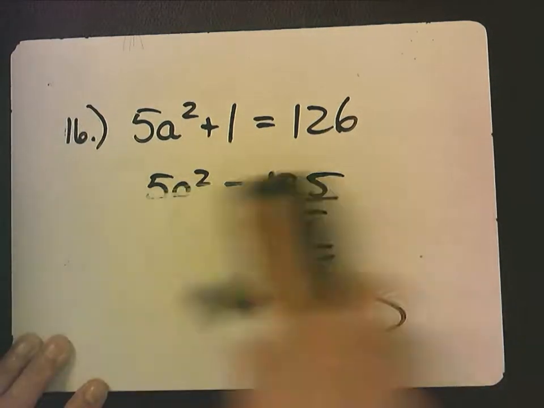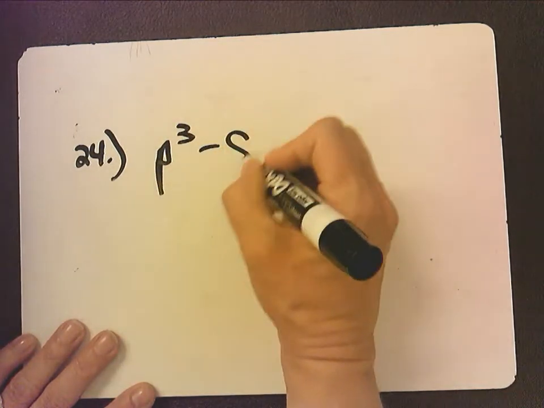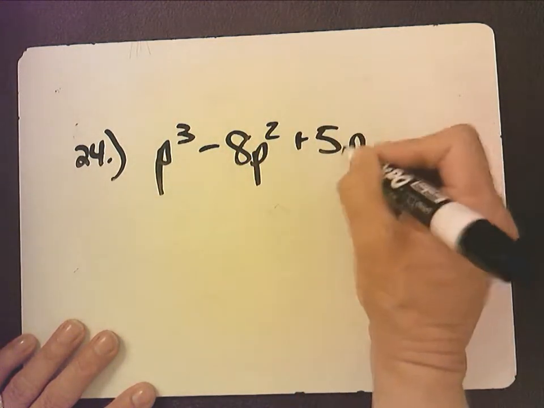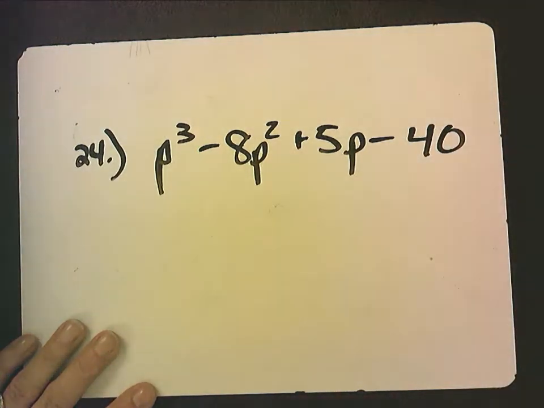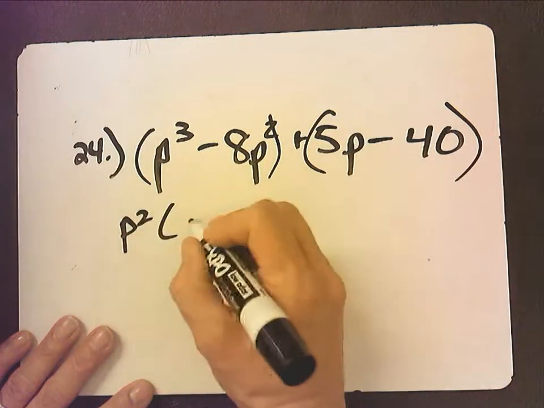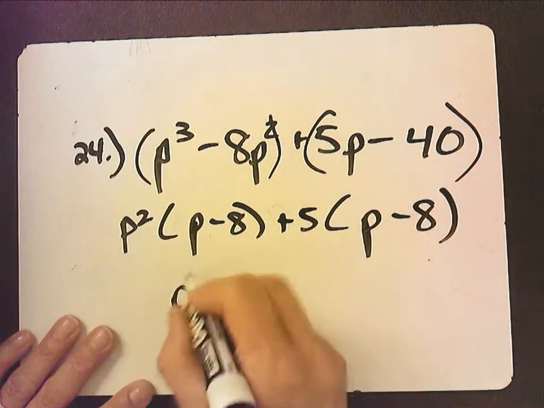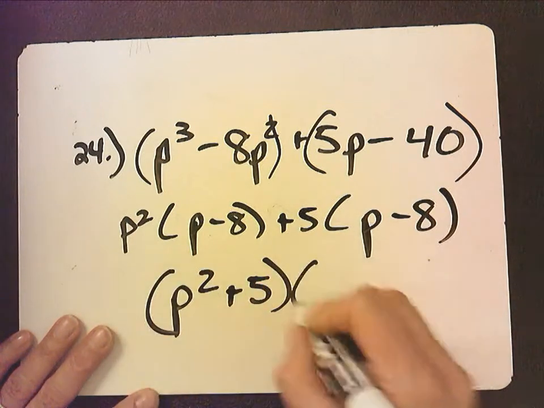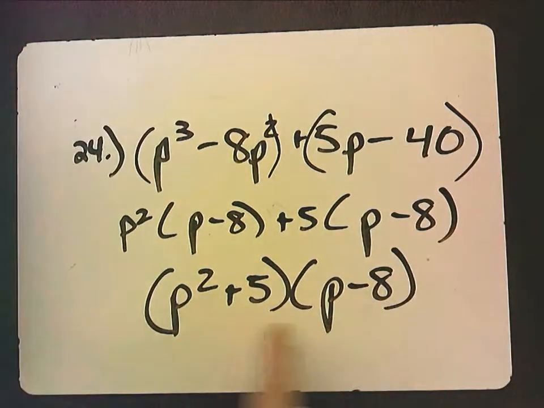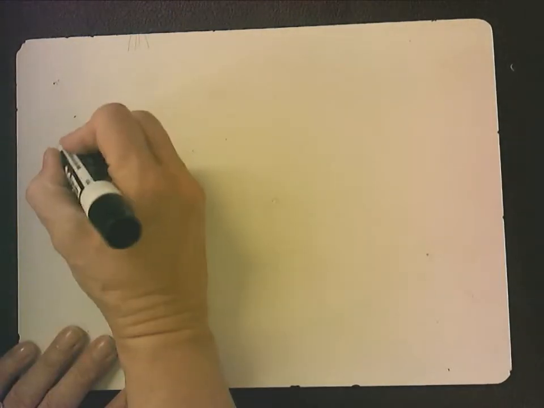Okay, now we're going to do number 24, and I'll do 26 too. When we have 4 terms and we're asked to factor, first thing we do is we look to see if there's a GCF. If there's no GCF, we try to factor by grouping. So I take out a p squared, p minus 8, take out a 5, p minus 8. This becomes p squared plus 5 times p minus 8, p cubed minus 8p squared plus 5p minus 40, and it works.